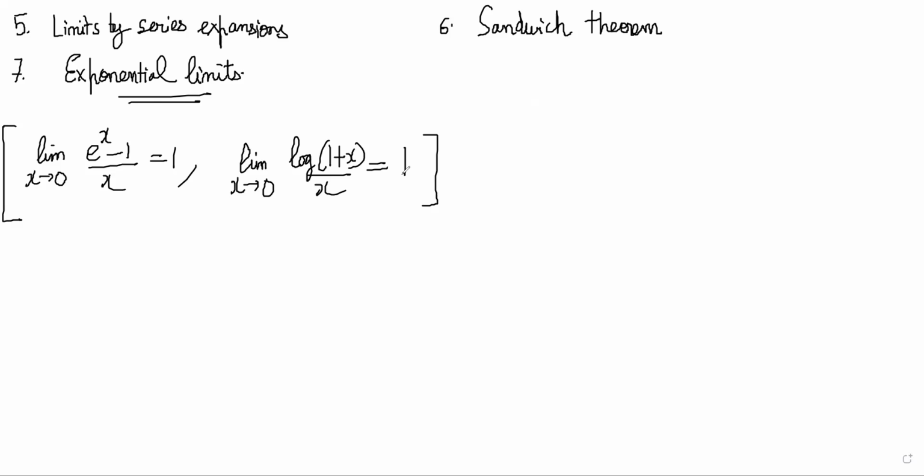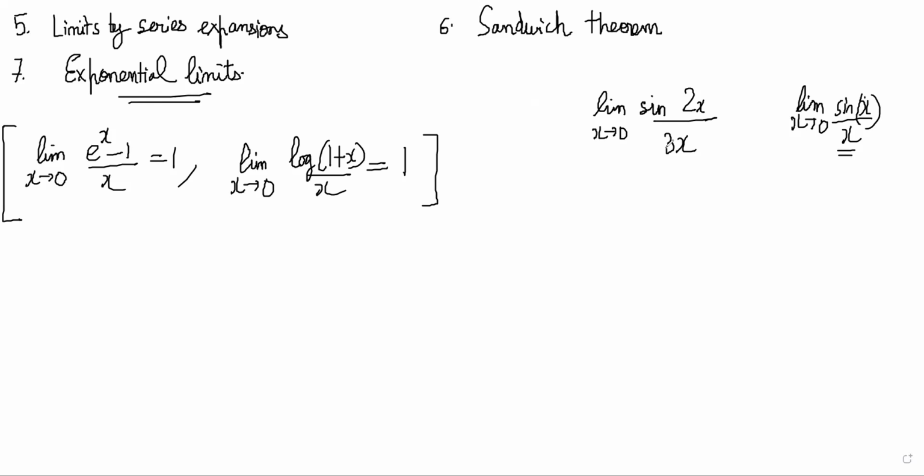By the way, the standard limits are stuff that you need to know, so that many questions will be framed in such a way that you can convert them to a standard limit type. For example, you might be given a question like this: limit x tends to 0, sine 2x by 3x. In the standard limit you had sine x by x, where x was tending to 0.